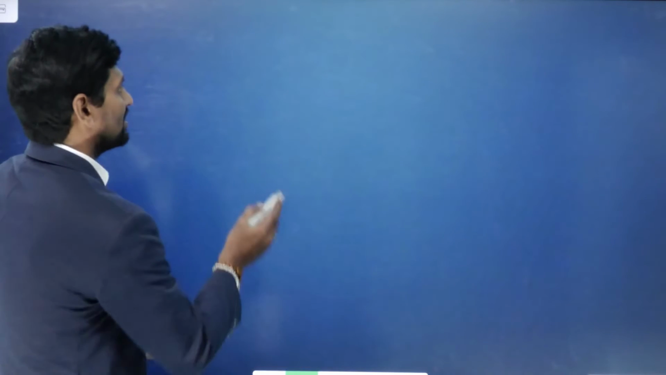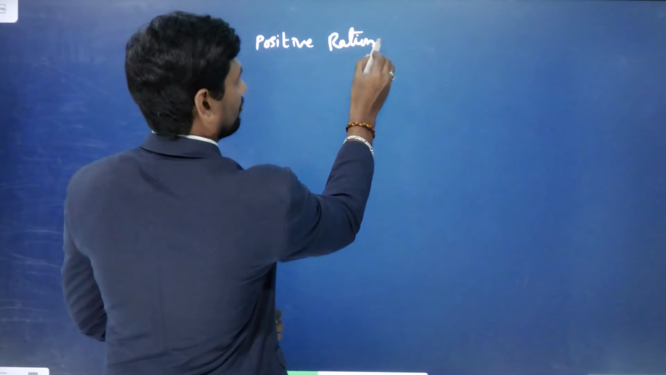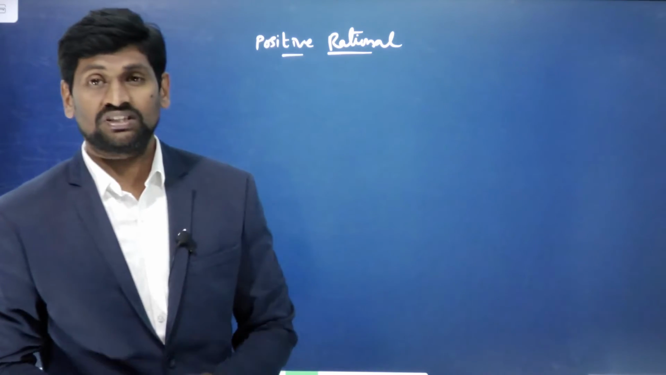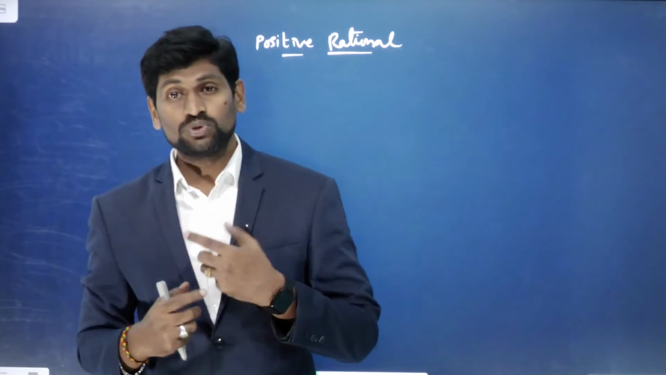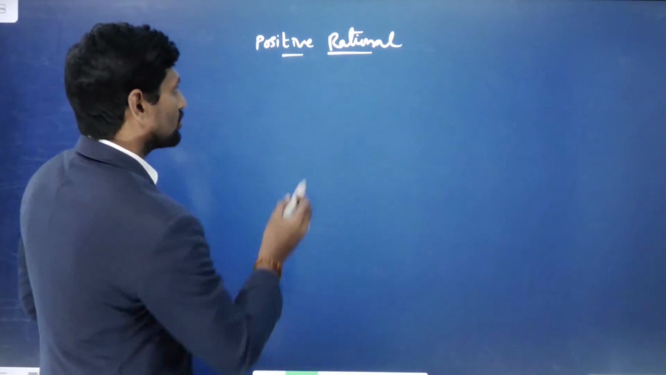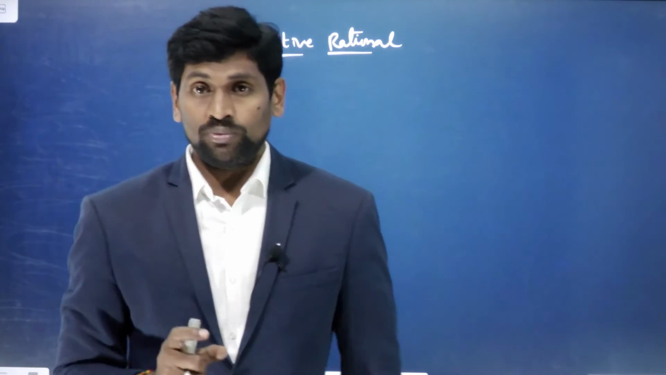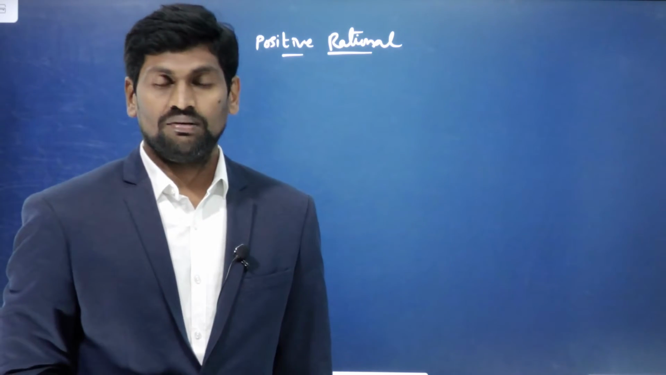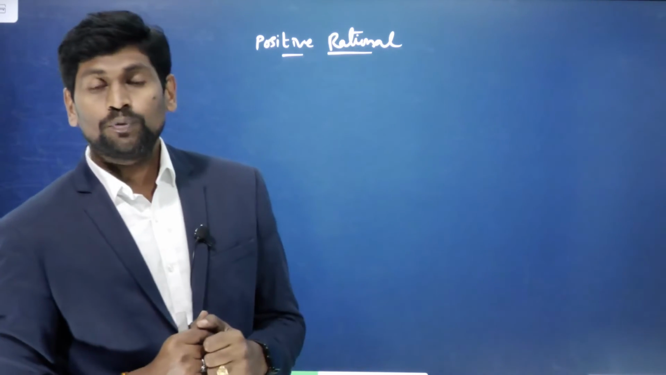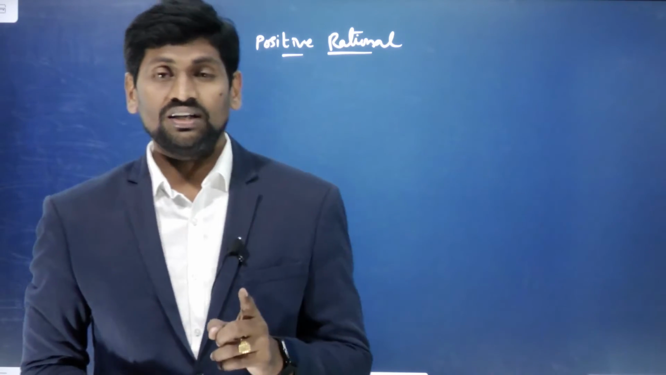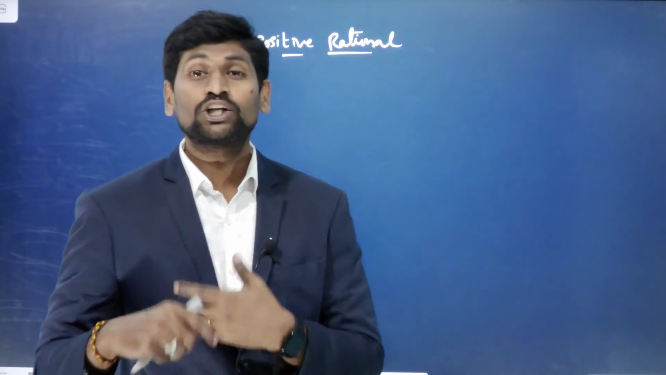Now, let us see positive rational numbers and negative rational numbers. All are thinking that positive rational numbers are always in the form of plus symbols. But we can represent positive rational numbers by using the negative symbol also. Positive rational numbers: when the numerator and the denominator of a rational number, P by Q, both have the same sign, they are called positive rational numbers. If the P value and Q value have different signs, they are called negative rational numbers.